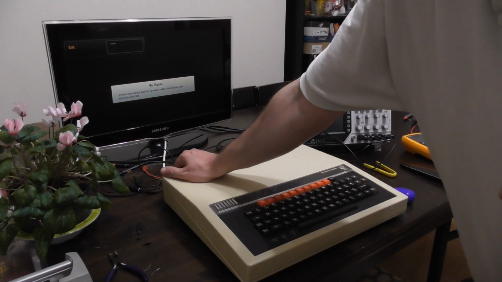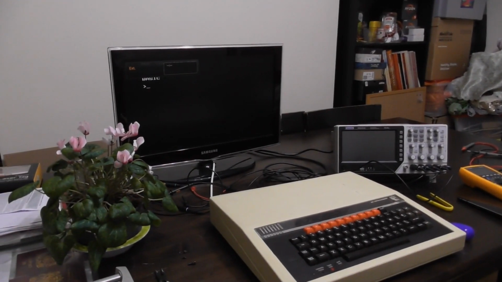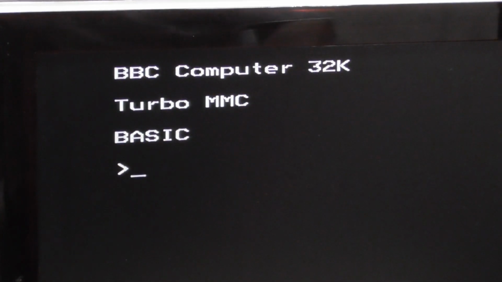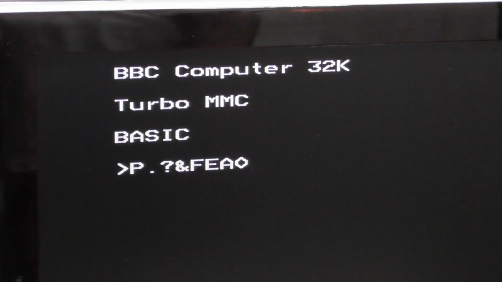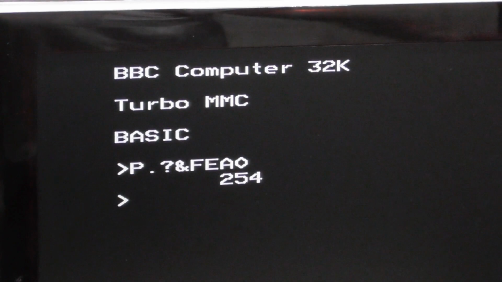So just to show the computer working, it is fully functional, as you can see there. And this might not make sense to anyone who's not on the forum thread, but if we read from location FEA0, that actually reads from the network controller, but the network controller is not fitted in this machine. It wasn't fitted as standard. It's an optional extra. So when you read from that, you get 254.